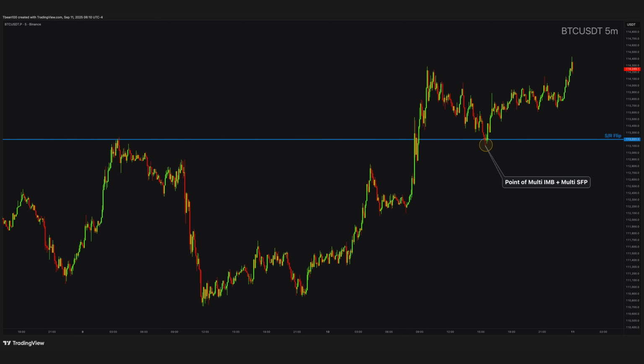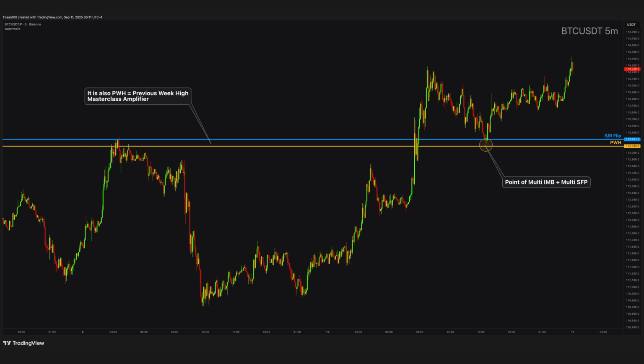Now, when we look at this SR flip area, the picture becomes very clear. Right here, you can clearly see a multi-imbalance and multi-swing failure point coming together. But it is not just the SR flip area. It also acts like a powerful amplifier because we have the previous week's high sitting right there as well. And above all that, we have a super clear target. That's the PDH, the previous day's high area.